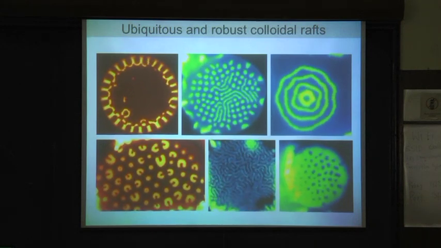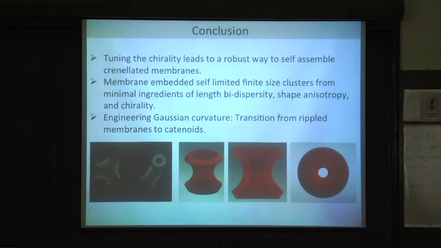So to conclude, what I have shown is that chirality is a robust way to self-assemble ripple membranes, and that the minimal elements of length bidispersity, chirality, and shape anisotropy are enough to give me finite size clusters, and to show you the fact that we can engineer Gaussian curvature even more. So going from ripple, we can now make 3D structures. We can make what are called catenoids. A cross section of a catenoid looks like this.